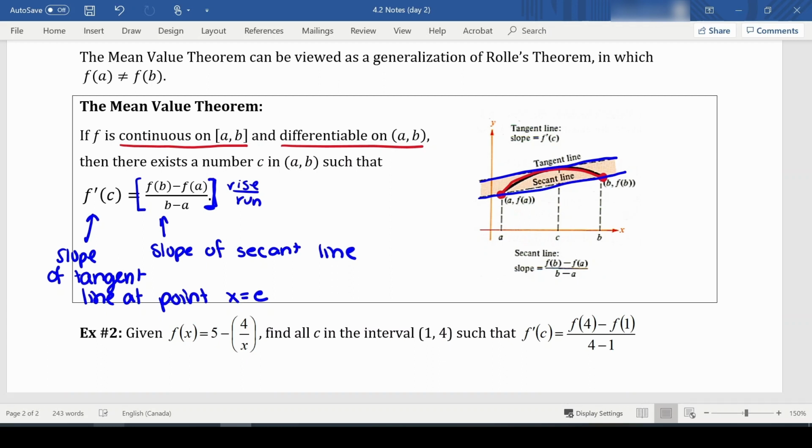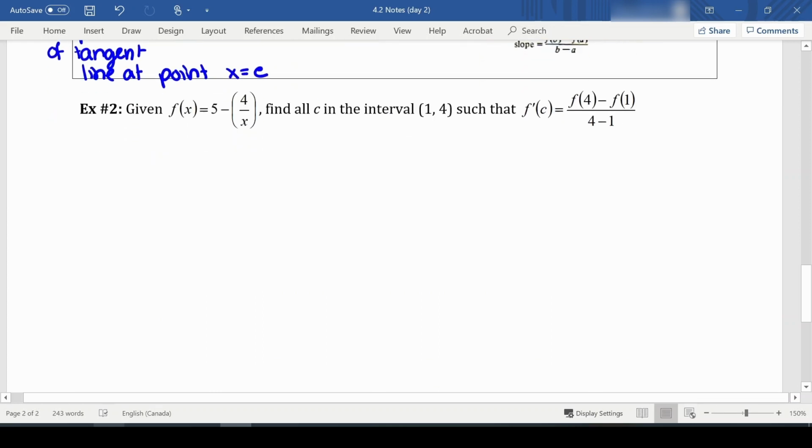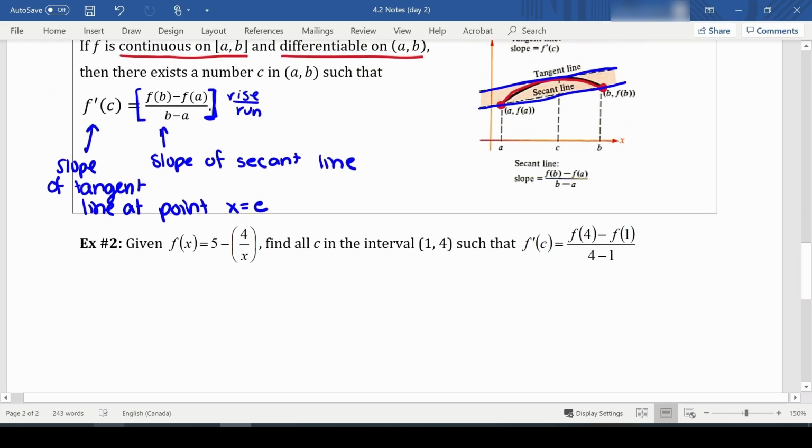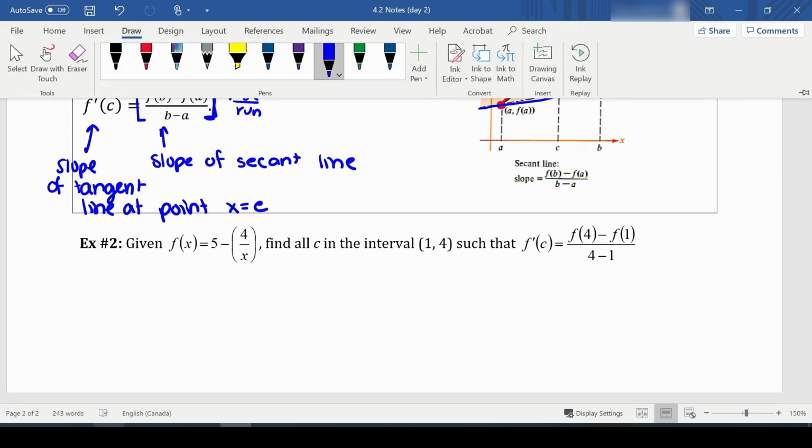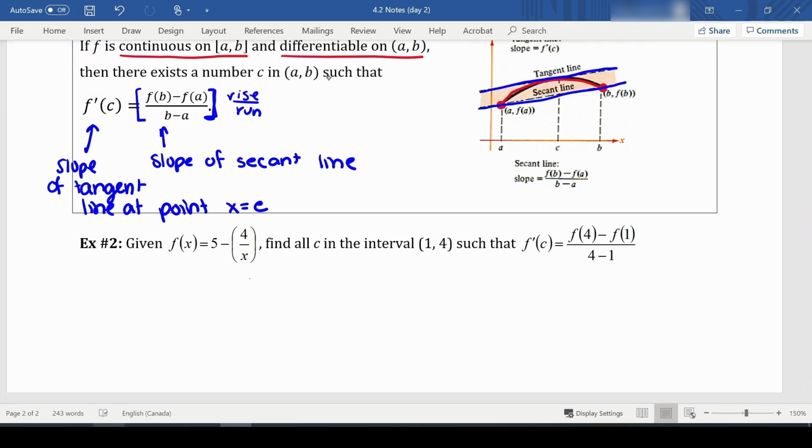Okay. So in other words, if I have a curve that's continuous and differentiable on this interval, there has to be a tangent line somewhere on that interval that has the same slope as the line I would draw through those endpoints. So for example, if I have this function, 5 minus 4 over x, I want to find all c in the interval 1 to 4 such that f prime of c is equal to the slope of the secant line, f of 4 minus f of 1 over 4 minus 1.